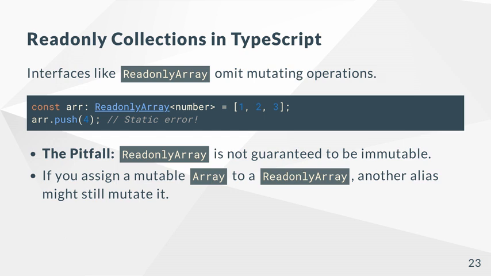TypeScript provides interfaces like ReadonlyArray, ReadonlySet, and ReadonlyMap to help. If you declare a variable as a ReadonlyArray, the compiler will give you a static error if you try to use mutating operations like push. Even though the static type, what the compiler sees, is ReadonlyArray, the dynamic type, the actual object in memory, is still a regular mutable array. The read-only part is just a restricted view of that mutable object.